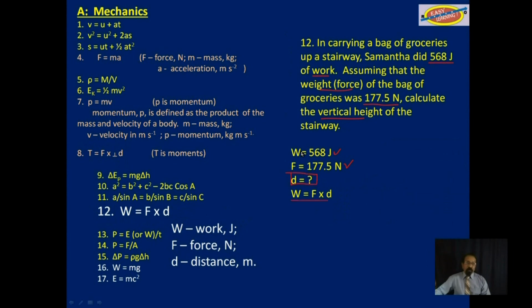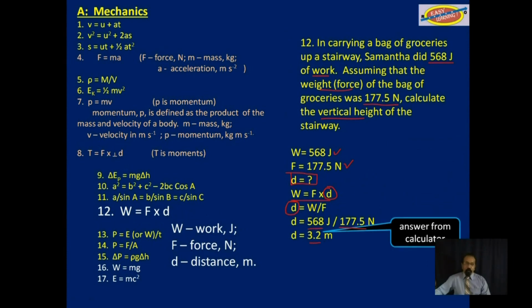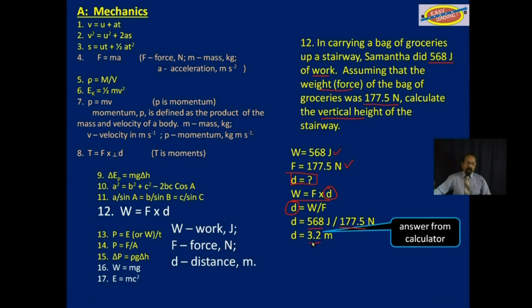Well, we know work is equal to force times distance. And so in this case, we need to find the distance. So we change the subject of the formula, make D the subject of the formula, and we get D is equal to W over F. We substitute the data we are given, and we come up with 3.2 exactly. Now, in most cases, you will have more digits here than you require, and you would have to round off. In this case, we have less digits than we need.